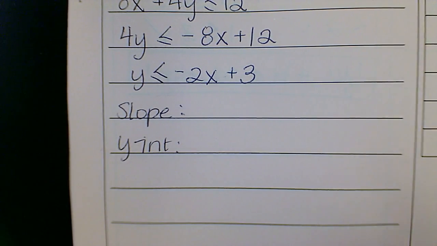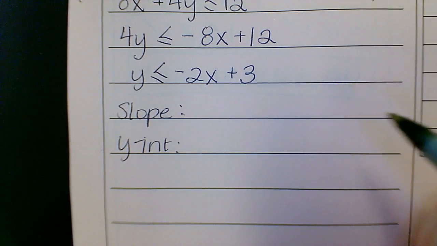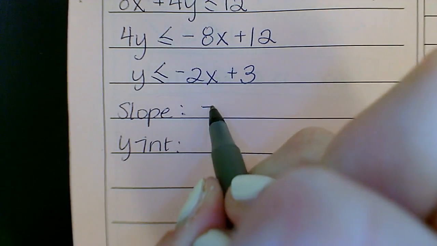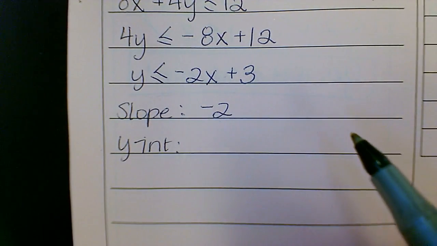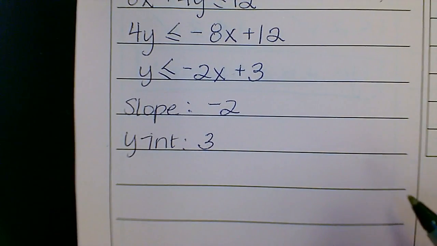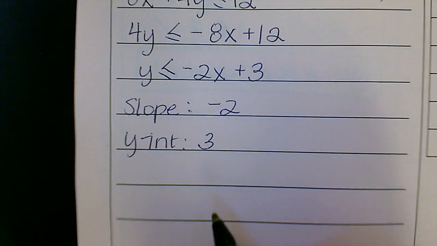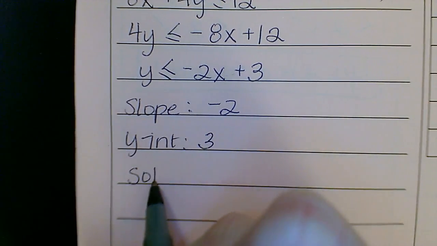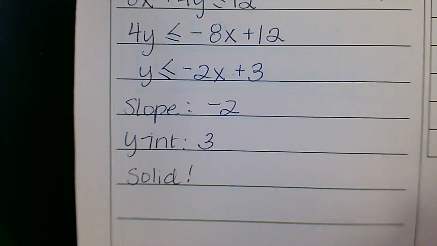Who's raising their hands right now? Josh, yes. What would you say would be the slope? -2. And Josh, what about the y-intercept? You are right, 3. And Josh, one more. Is this going to be a dotted or solid line? Solid line. Go Josh. Awesome.